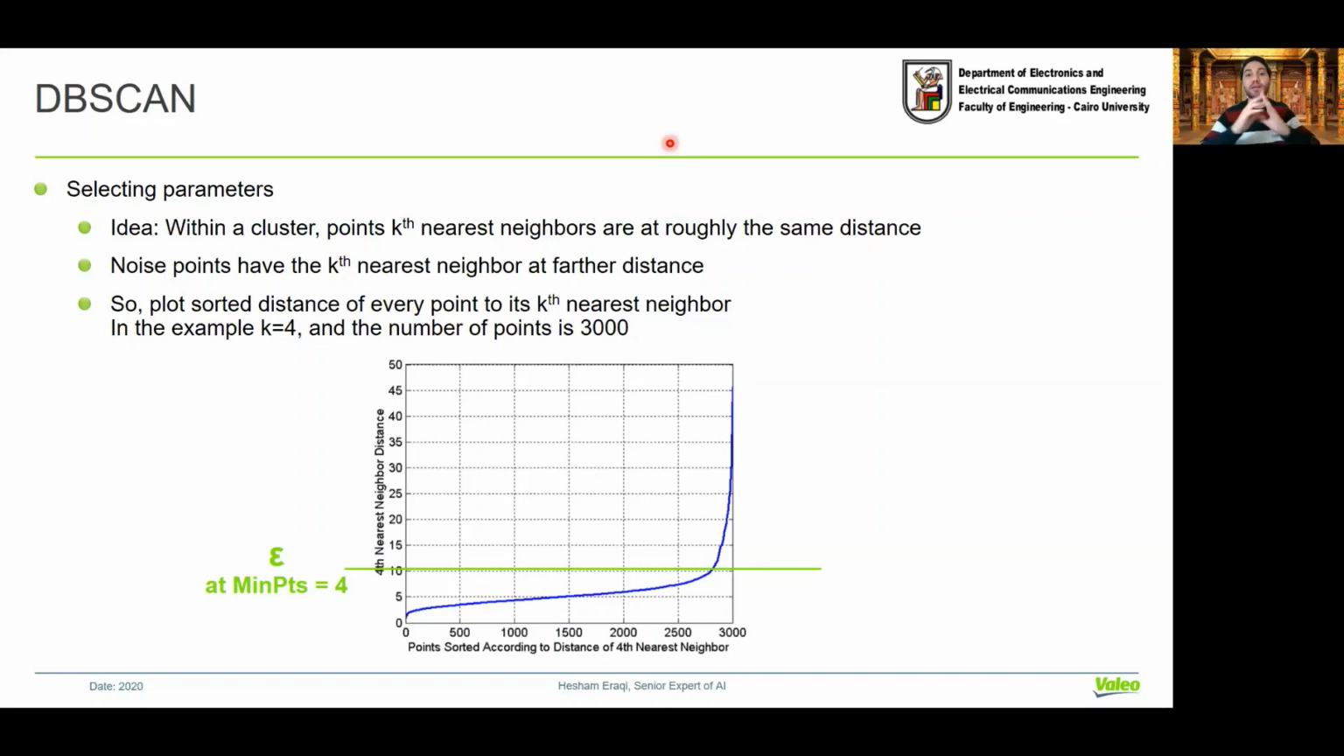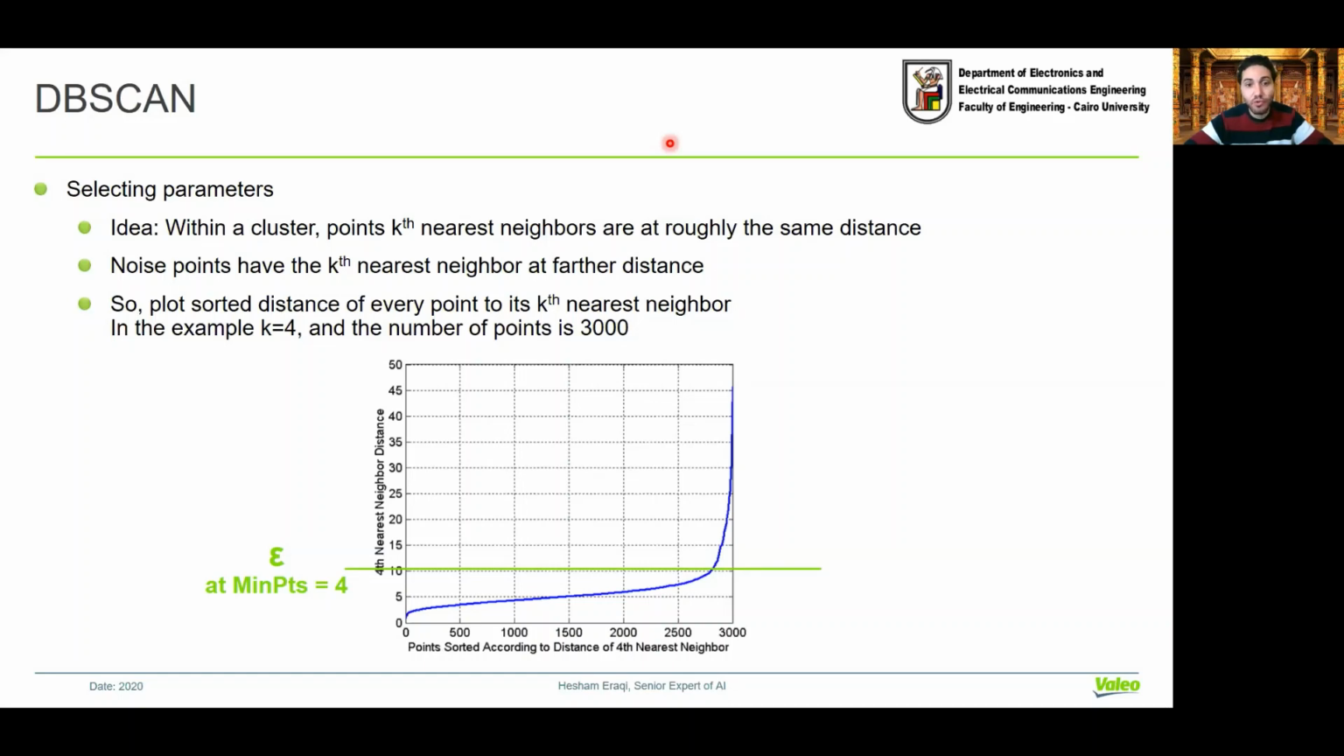So let's have all the data points coming from all the clusters, coming from noise, the points that we want to cluster, and firstly, we need to pick up a value for the minimum number of points. Let's pick up 4. It's better to pick up a value that is reasonable based on your understanding about the data. So let's assume that we picked up minimum number of points equal 4. And using that assumption, we want to calculate a reasonable value for epsilon. So we will sort all of the input points according to their fourth nearest neighbor distance, because we said minimum number of points equal 4.